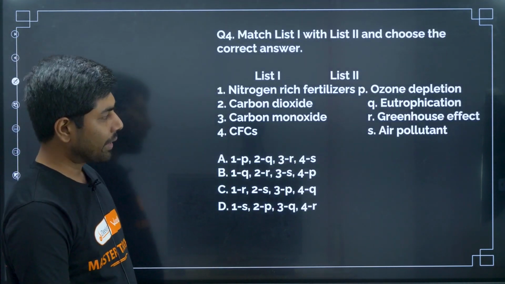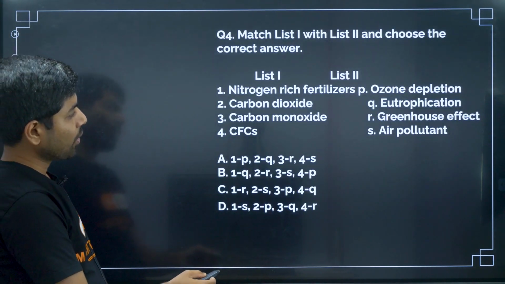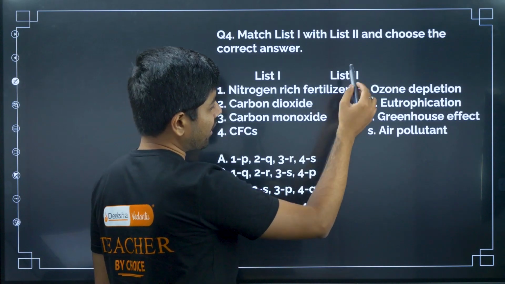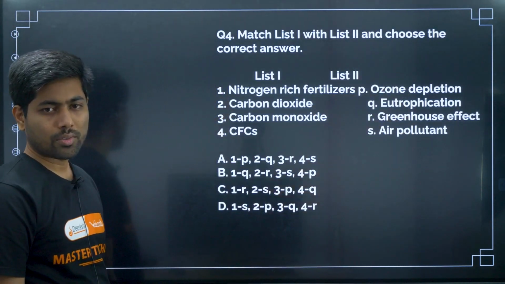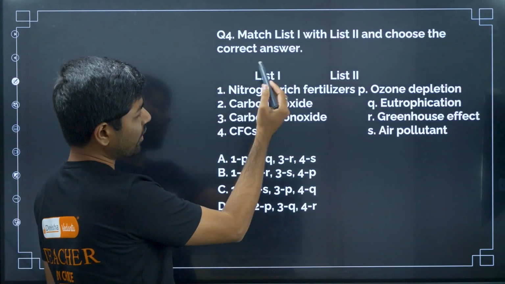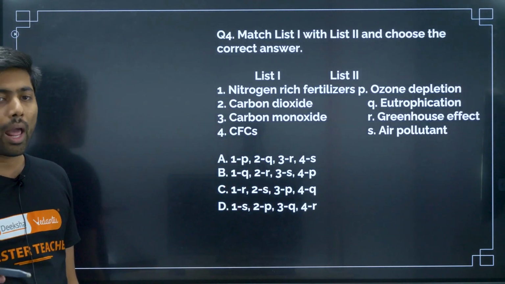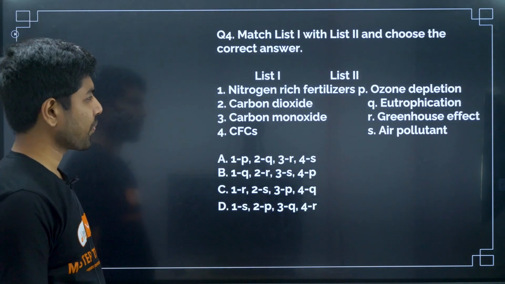Now this is also from a deleted topic. Now they have given you pollutants on one side and their costs. What do they cost? Very simple question. Now you know nitrogen fertilizers. Where do you study this? You study it in eutrophication, algal blooms. What is happening there?